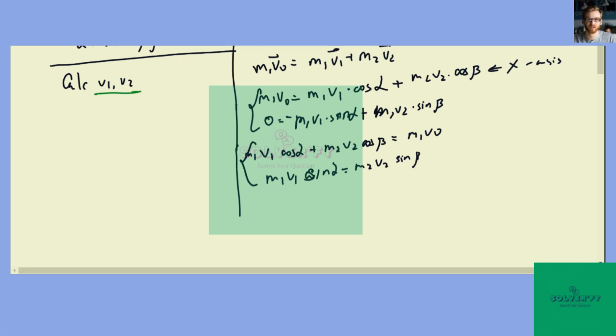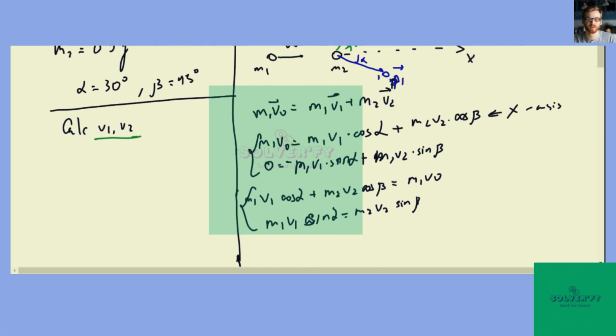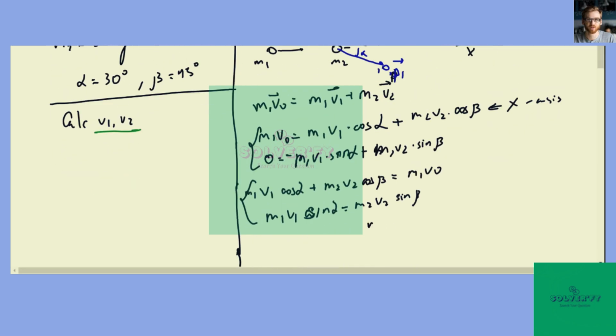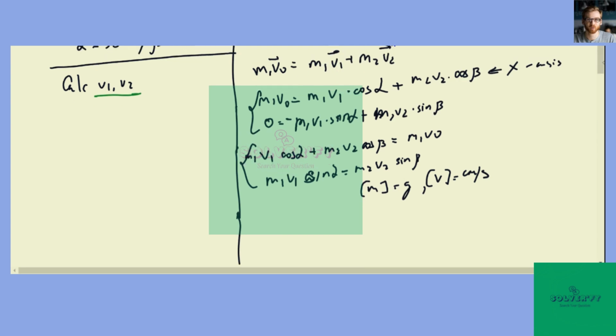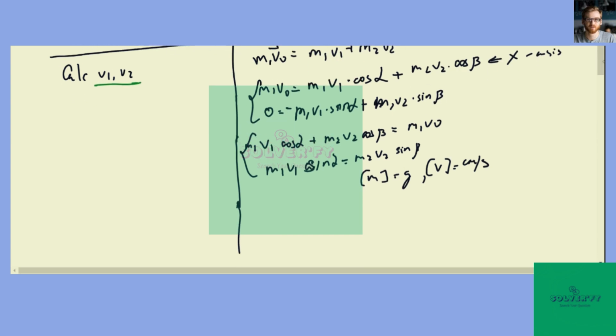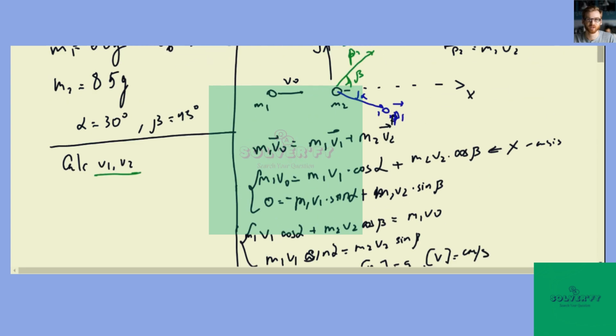Now the system looks a little bit busy, so we'll substitute the parameters with numbers. Here we keep mass in grams and speed in centimeters per second. We have to be consistent, and then we'll get a correct result.